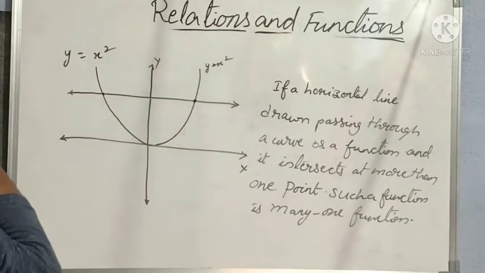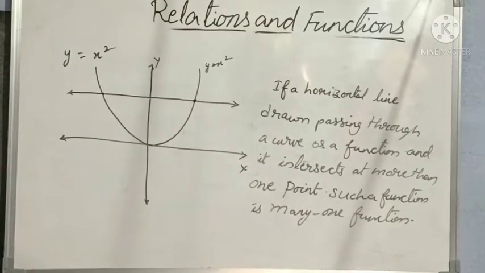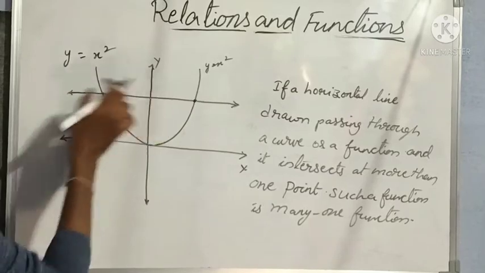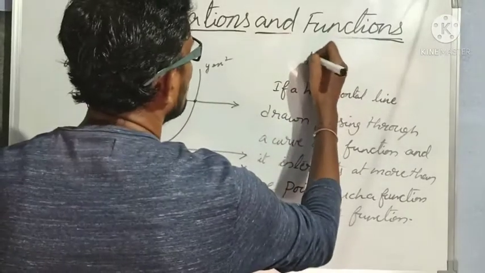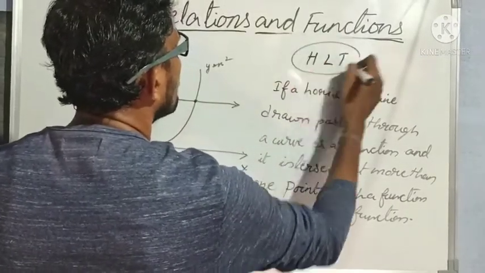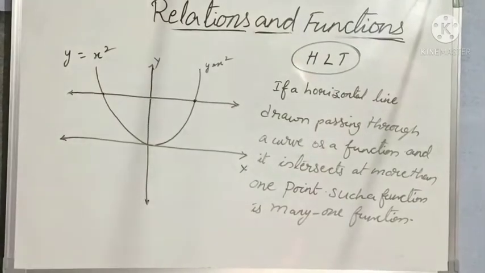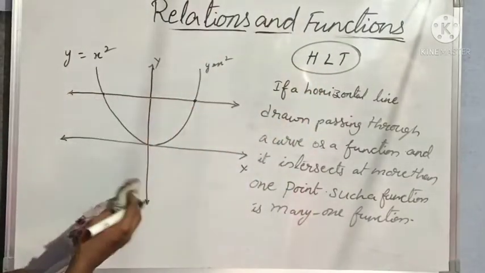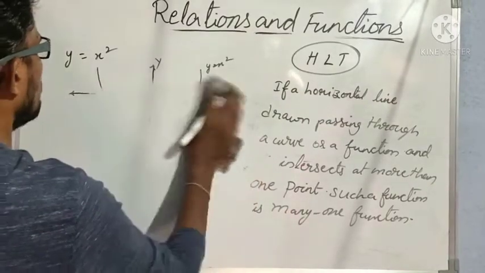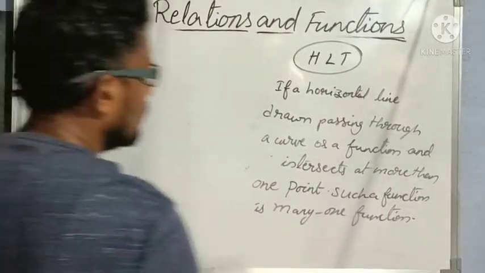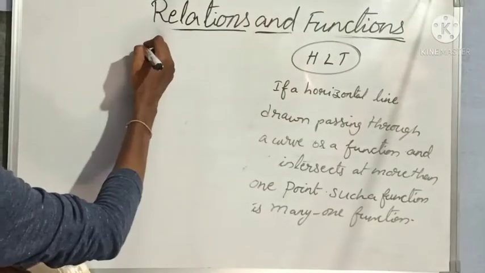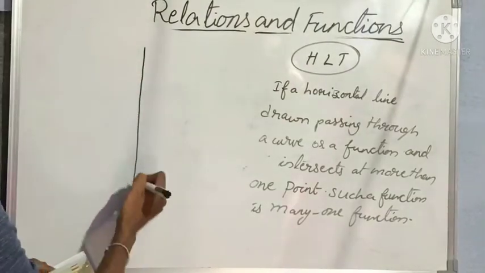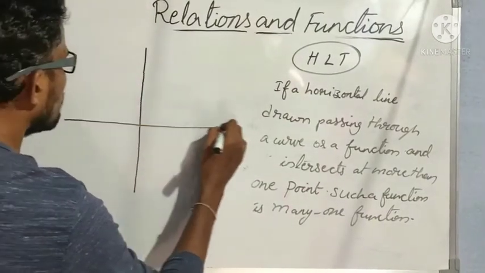Okay, this is how we need to identify a many one function or one function by using the horizontal line test. So this is our horizontal line test, very important. Okay, a shortcut to find out whether a curve is many one or one. So in the same way, if we consider y is equal to mod x, there also, how is the graph of y is equal to mod x?